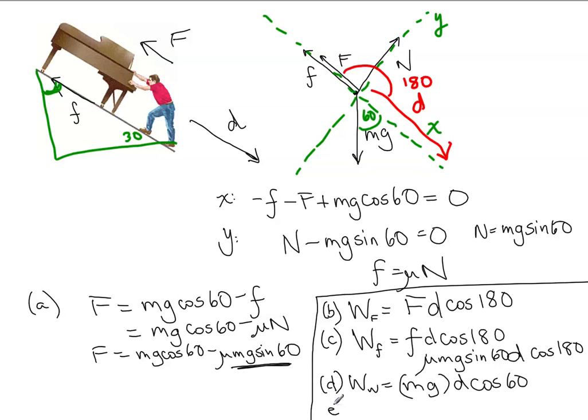And then lastly, for the net work, we're just going to add up. The total work is going to be the work done by the man's force plus the work done by the frictional force plus the work done by weight. And remember, when you add those up, some of them are negative, and you need to put them in here as negative.